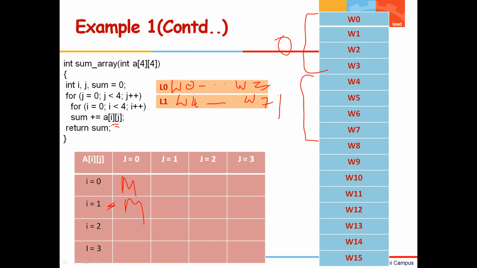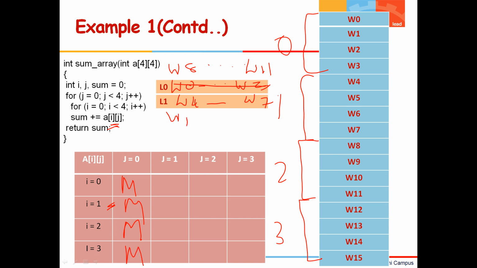Next, what's going to happen? I is going to increment to 2. J is already 0. So this is going to be here. This is not available here, so this will be flushed out, and we will be loaded with W8 to W11. Then we have the third one, which will be a miss. Then the fourth one will be 3, comma 0. So 3, comma 0 is going to be block 3. So this also will be a miss. Now that these blocks are all missed, W12 to W15 are currently available.